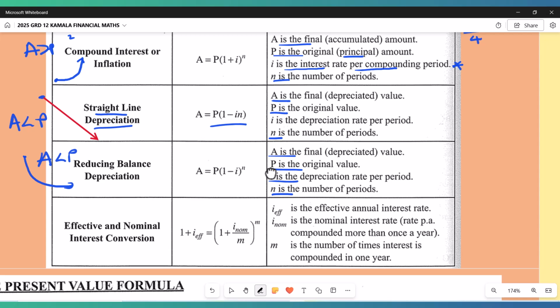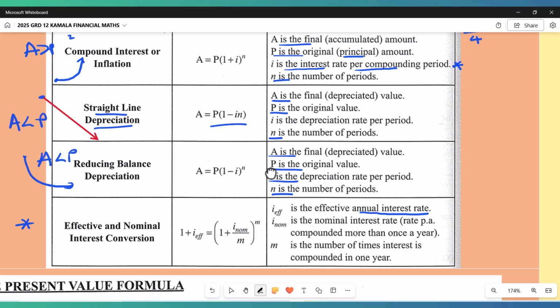And then another one is called the effective and nominal interest rates. Now, i effective is the annual interest rate, and i nominal is the nominal interest rate, that is, per annum compounded more than once a year.